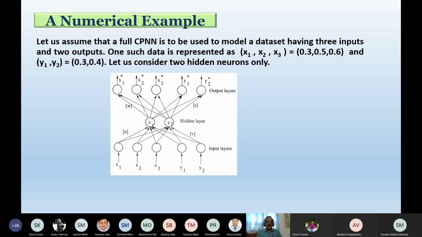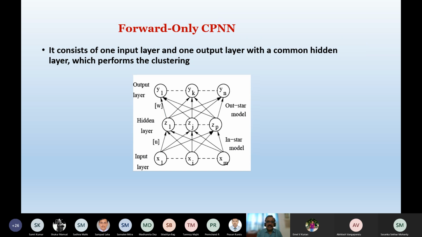Exactly in the same way, you'll have to go for the instar model and the outstar model. In the instar model, the way I discussed, you'll have to use the coherence learning. And in the outstar model, once you've got the winner hidden neuron, you can implement the outstar model using the Grossberg learning.